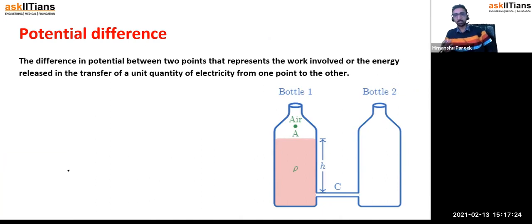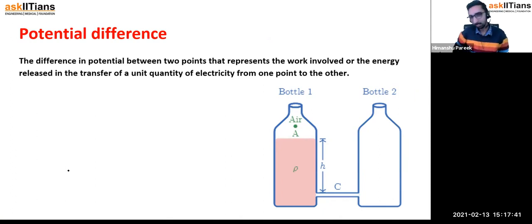You must have seen that at our house we have water tanks, and they are kept at a very certain height. Let's say the third floor or fourth floor of the house. So why do we keep it at a certain height? The reason you all know very well.